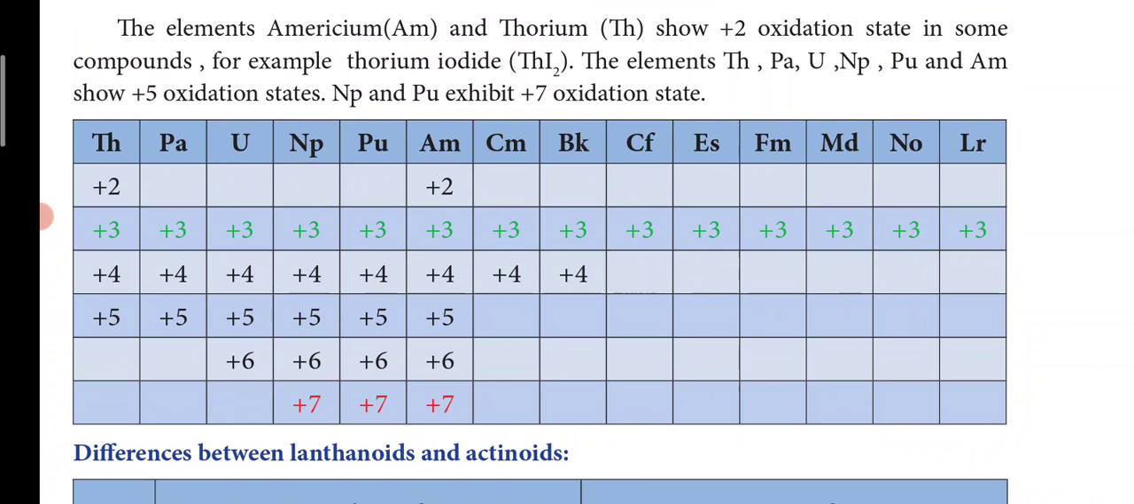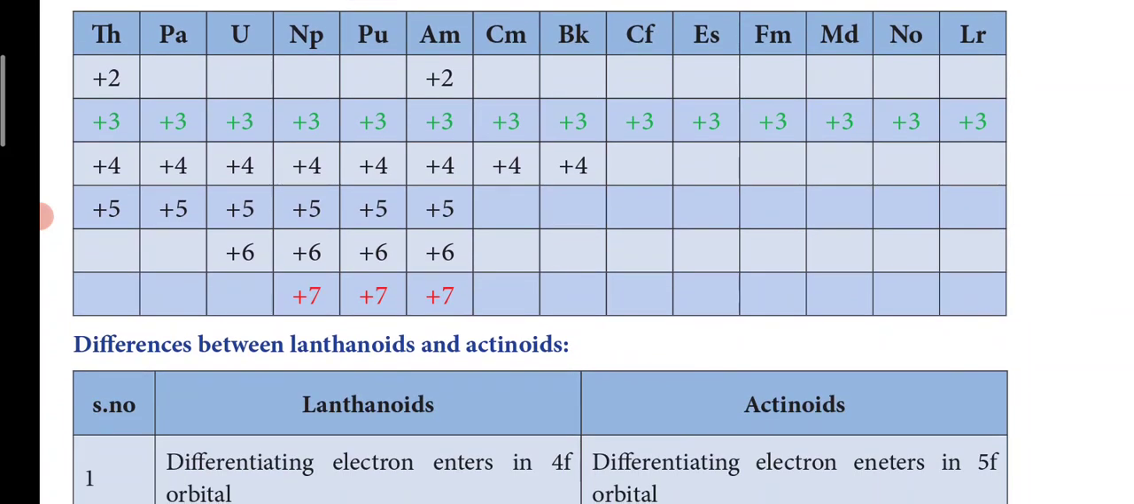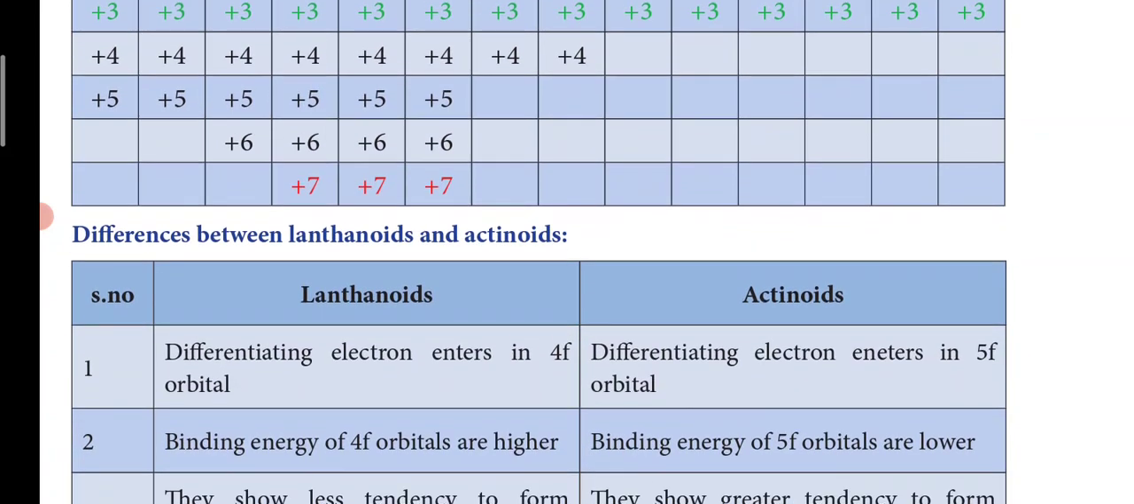But +3 is given in green color because all the elements exhibit this +3 oxidation state in common, and few elements exhibit +3, +4, +5, +6 and +7. Only americium exhibits all the possible oxidation states of the actinide series.